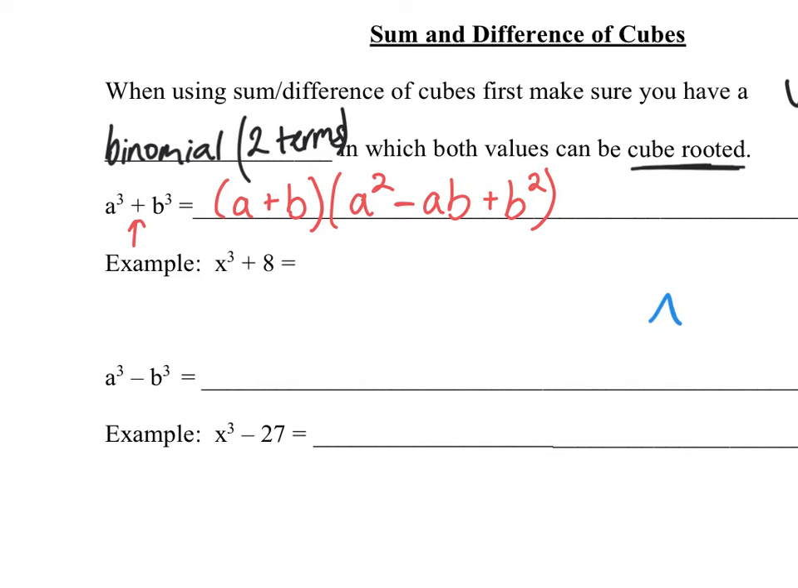So, a and b are the cube roots of whatever numbers they give you. For instance, on this example, I need to cube root x to the third, and then I need to cube root 8. So this third root and this exponent of 3 are just going to cancel out, and my first term is just going to be x. And then for my second term, what did we say the cube root of 8 was? 2. Cool.